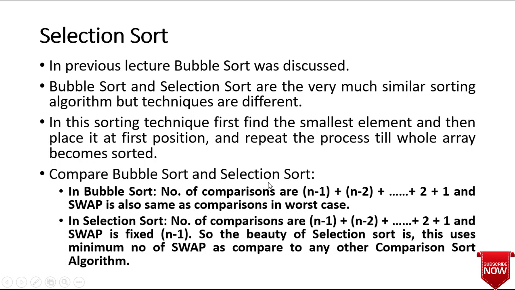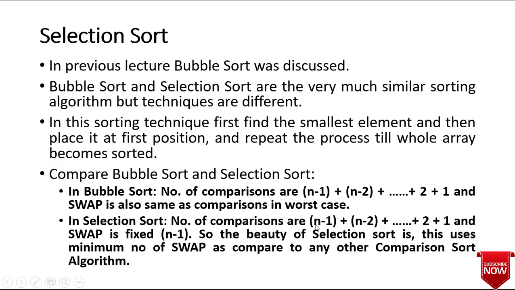Compare bubble sort and selection sort. In bubble sort, the number of comparisons is n minus 1, n minus 2, up to 1. It means in the first iteration the number of comparisons is n minus 1, in the second iteration n minus 2, in the third iteration n minus 3, and so on. Swaps are also the same as comparisons in the worst case. If the given array is reverse sorted, then the number of swappings is also about the same as the comparisons. In selection sort, the number of comparisons is the same.